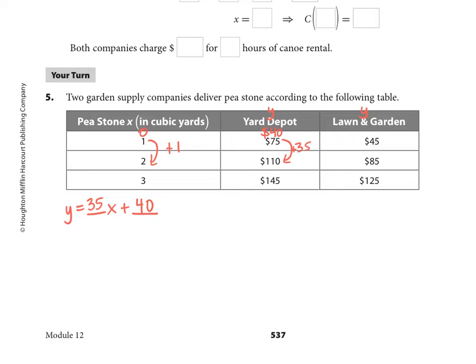For the lawn and garden company, we do the same exact process. I know this goes up 1 P stone cubic yard here. Over here from 45 to 85, that's an increase of $40. That's our slope. And if I go back $40, that means it's $5 for 0 cubic yards of P stone. That's our y-intercept. We're going to solve this the exact same way, so I'm going to speed up the process here.